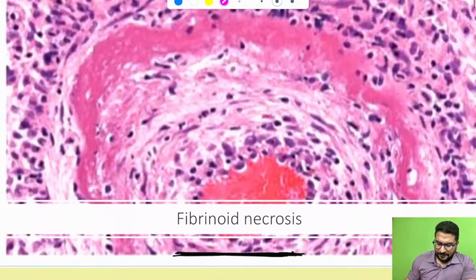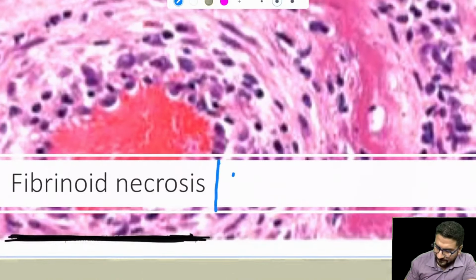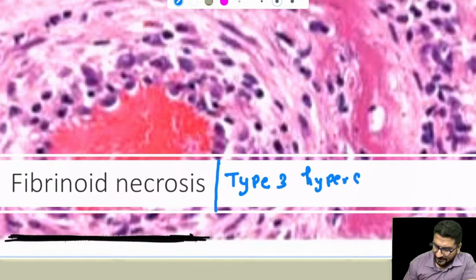Moving to the next type of necrosis, we call this fibrinoid necrosis. Understand this thing, fibrinoid necrosis you will see wherever we have type 3 hypersensitivity. So type 3 hypersensitivity को क्या बोलते हैं? What do we call this? Anyone? Type 3 hypersensitivity is also called the immune complex type.